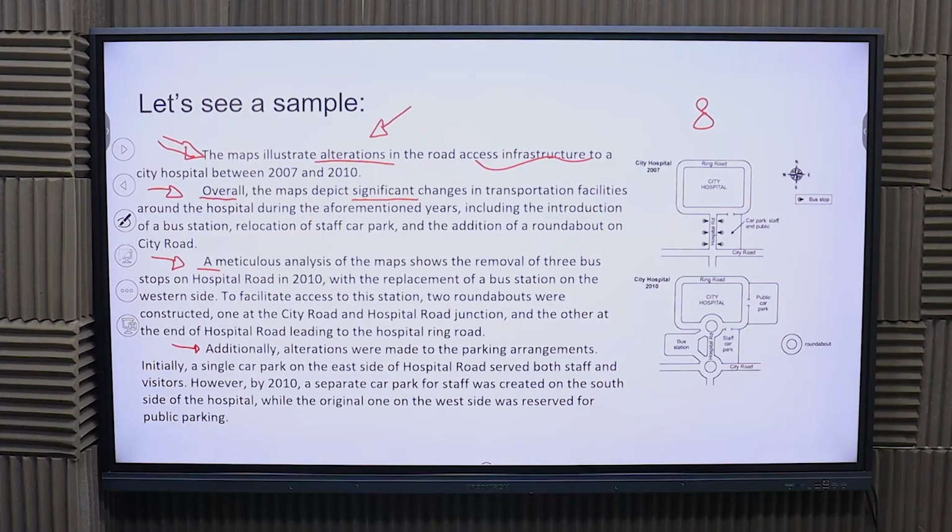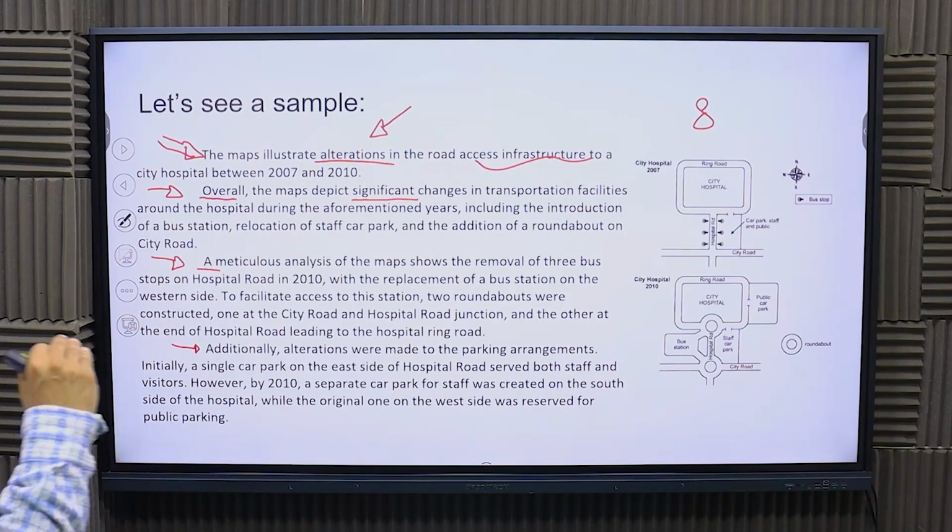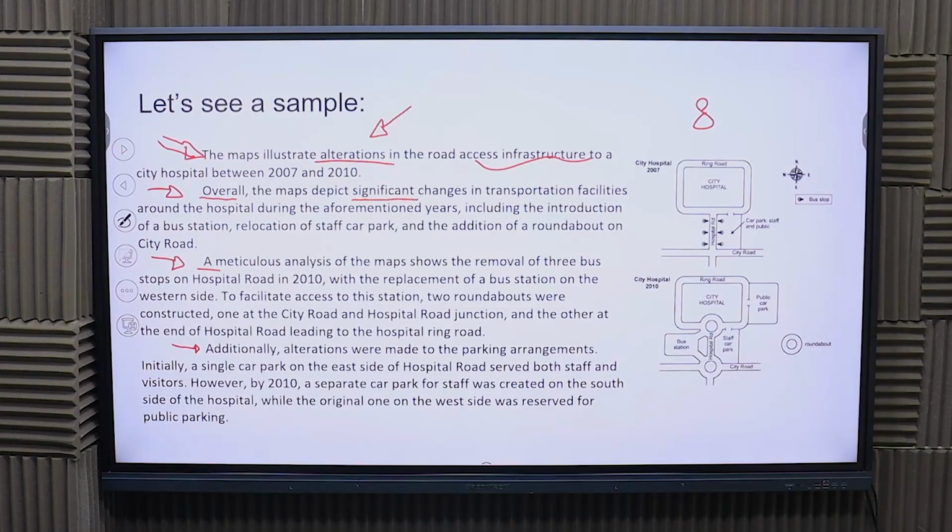A meticulous analysis of the maps showed the removal of 3 bus stops on Hospital Road in 2010 with the replacement of a bus station on the western side. To facilitate access to this station, 2 roundabouts were constructed, one on the City Road and Hospital Road junction, and the other at the end of hospital road, leading to the hospital ring.